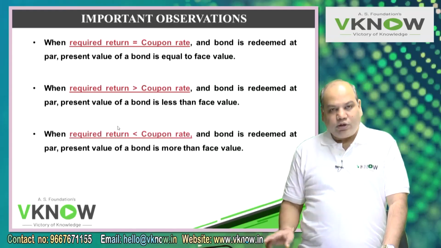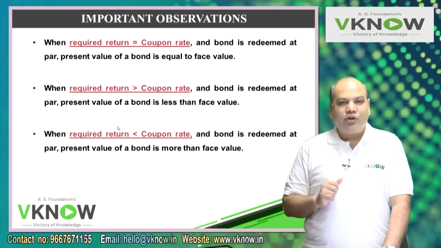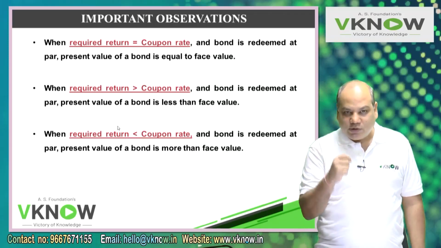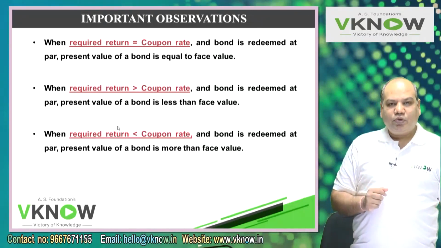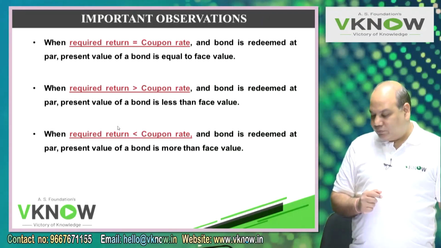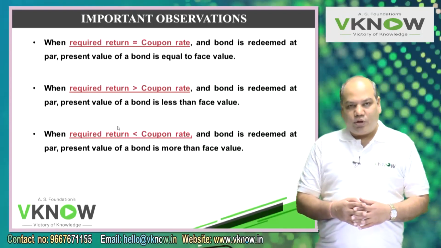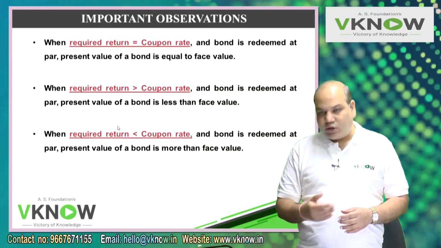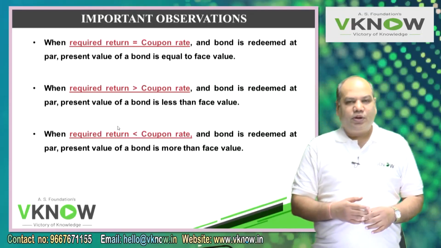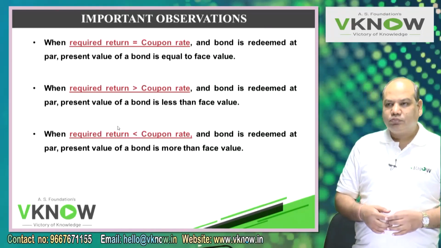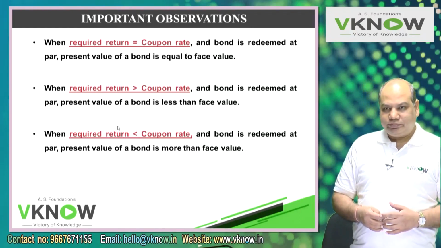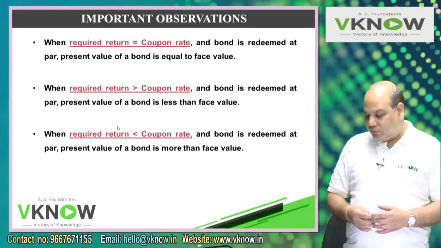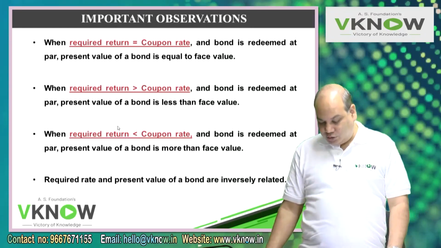And what was the third observation? Write down: when required rate of return is less than coupon rate, the third case, 10% is less than 12%, and the bond is redeemed at par, the present value of the bond is more than the face value. Noted? And what is the fourth point I am going to dictate?